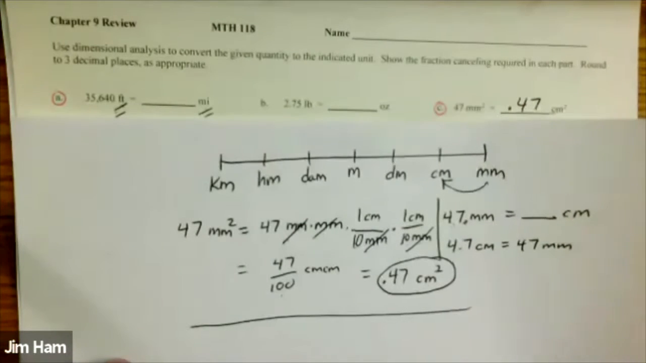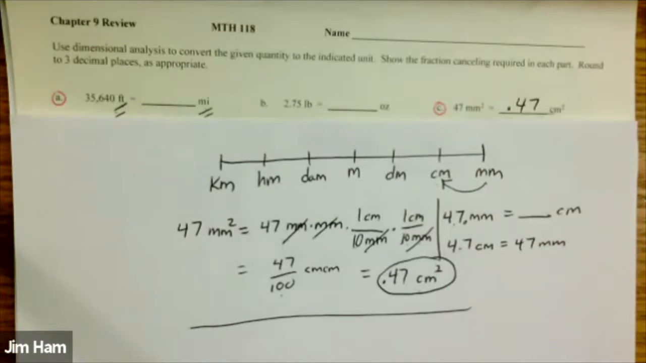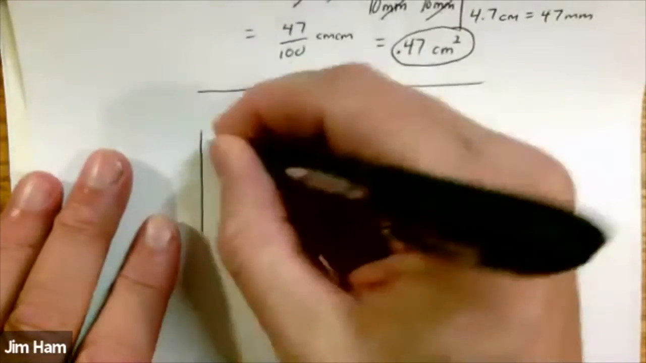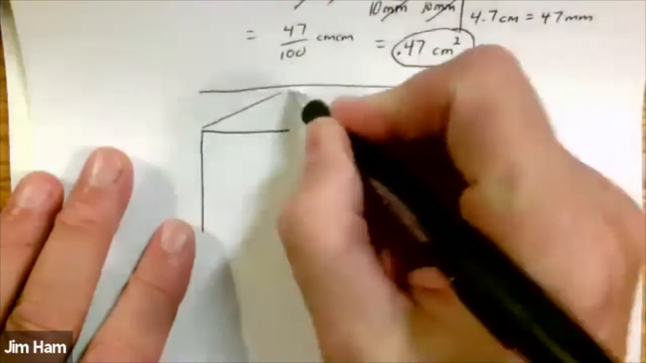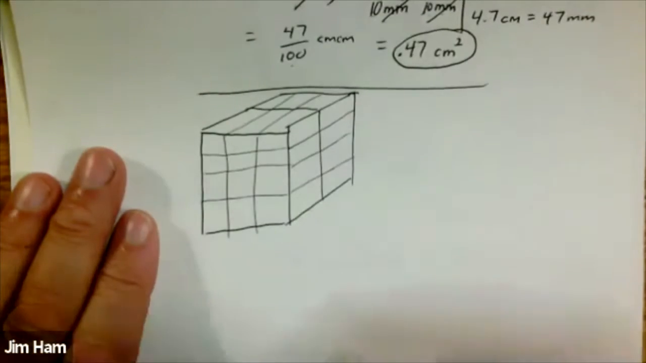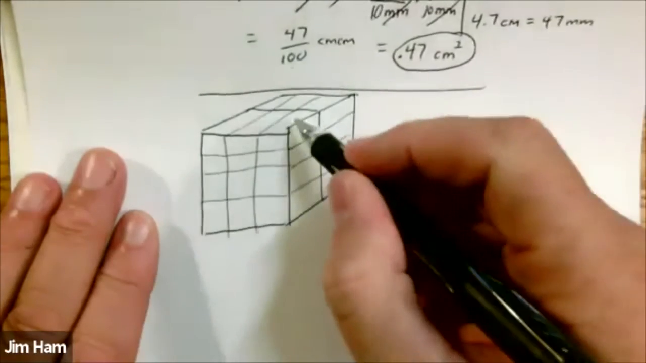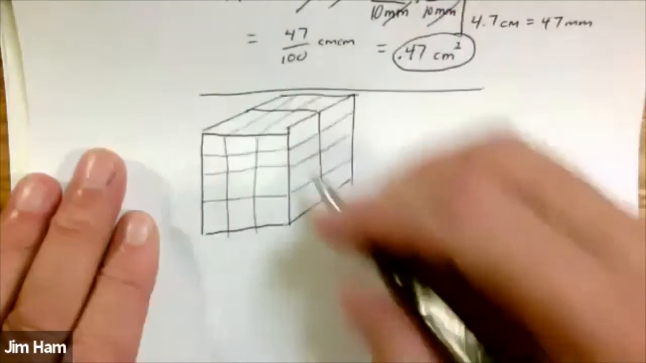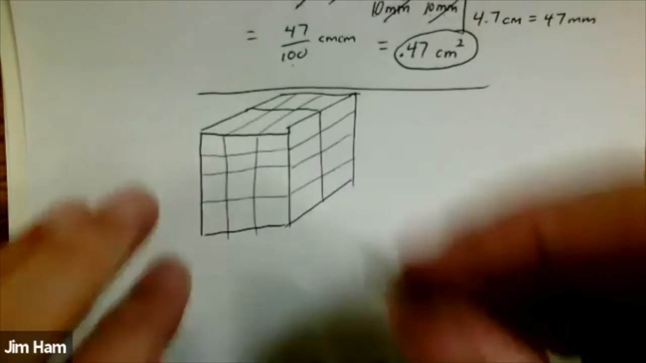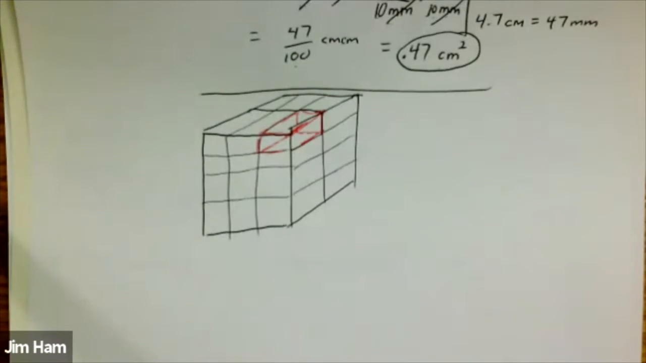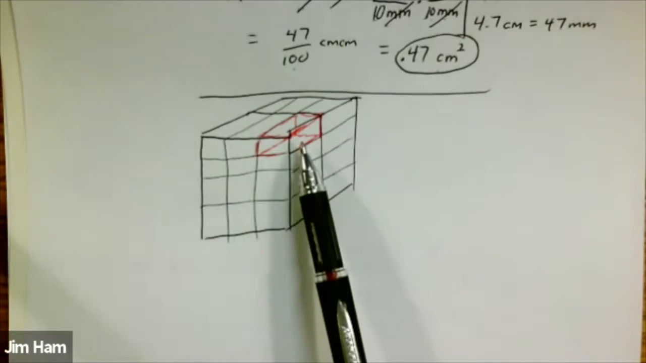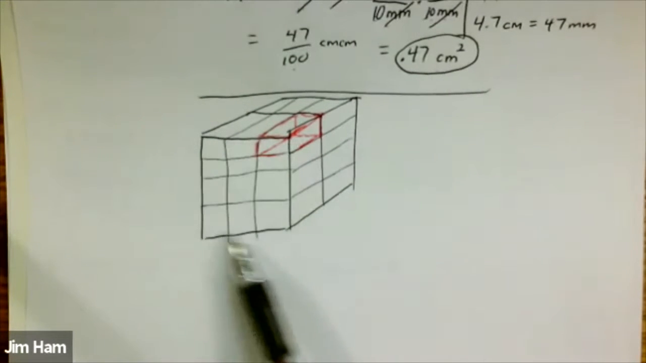Now a volume problem is length times width times height, or if you want to think of rectangular measures, it's the number of small little cubes, one by one by one unit cubes, that would fill a room. So if you want to draw a cube, let's see if I can draw one here. All right, it's not perfect, but if you consider just one of these cubes, this little one up here in the top, I don't know if you can see that little red cube up there. How many little red cubes would it take to fill up this entire box?